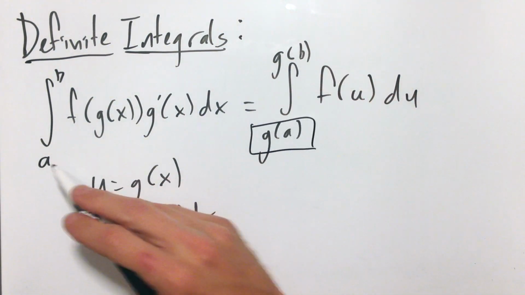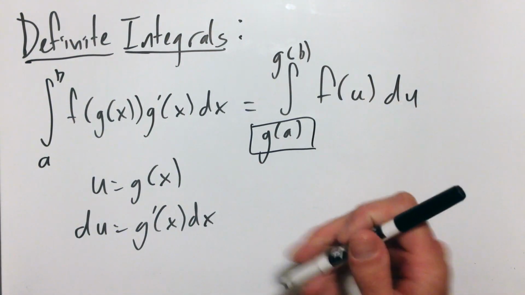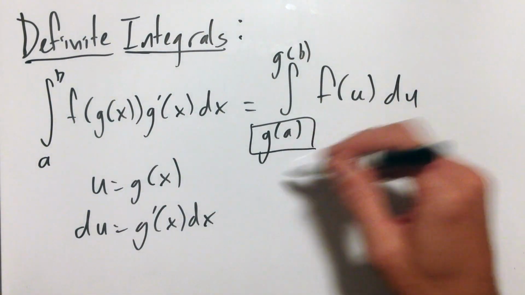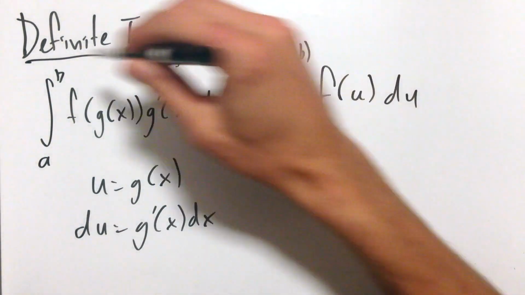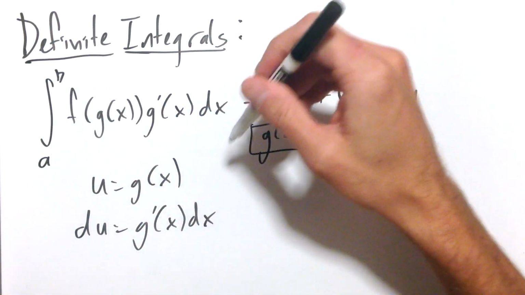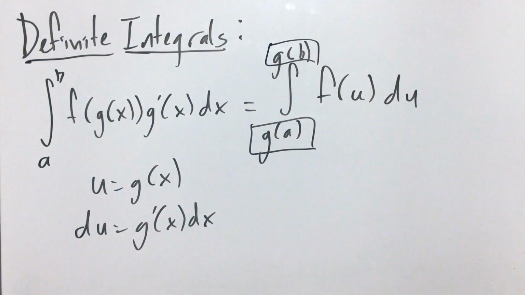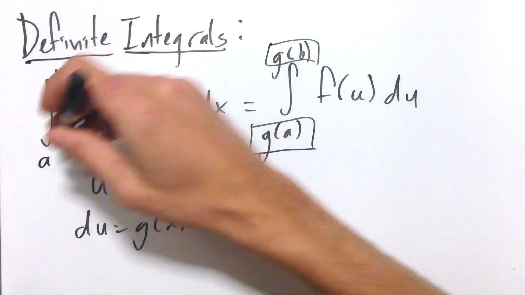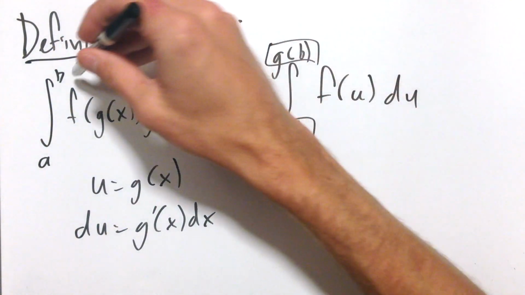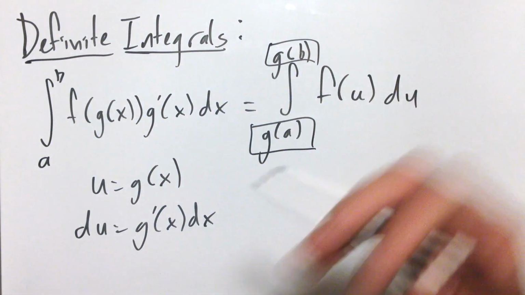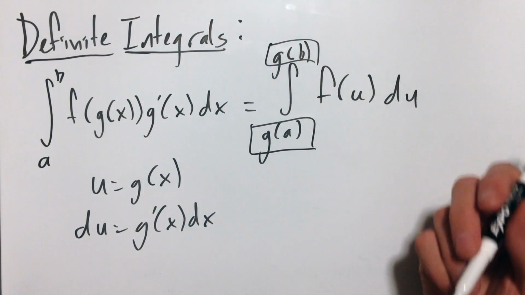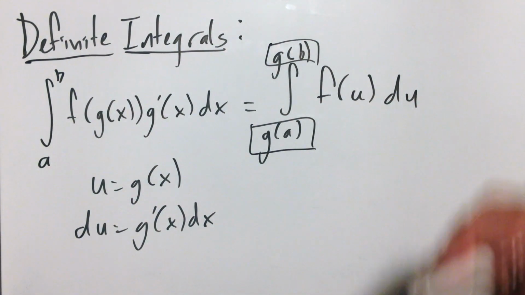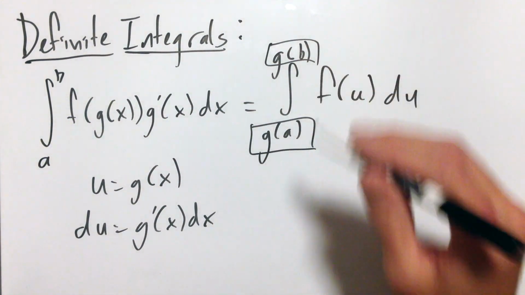We replace the lower limit a with g of a. That is, we plug in x equal to a into g of x to rewrite the limit of integration in terms of u, and we plug b for x into g of x to get what the upper limit is in terms of u. So because u is equal to g of x, when x is equal to a, u is equal to g of a. When x is equal to b, u is equal to g of b. And the nice thing here is once you go ahead and integrate this, you don't have to go back to x. You can just plug these limits of integration in.